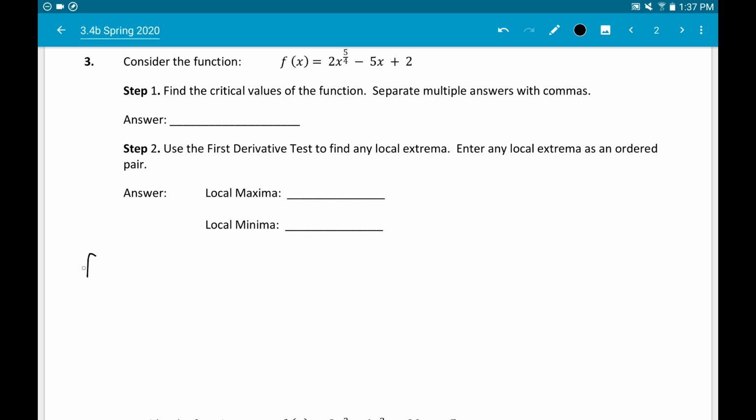Okay, derivative. You're just using your power rule. 2 times 5/4 is 10/4, which is 5/2. x to the 5/4 minus 1 is 1/4. The derivative of negative 5x is negative 5, and the derivative of 2 would be 0. So again, you want to set this equal to 0 and solve for x.